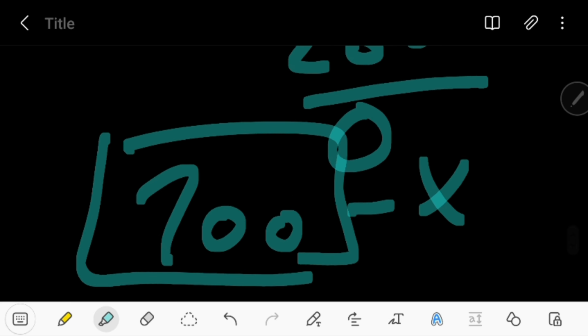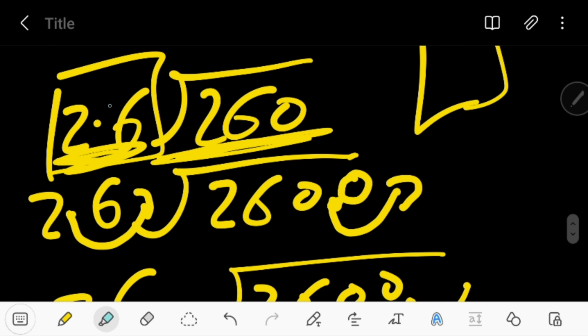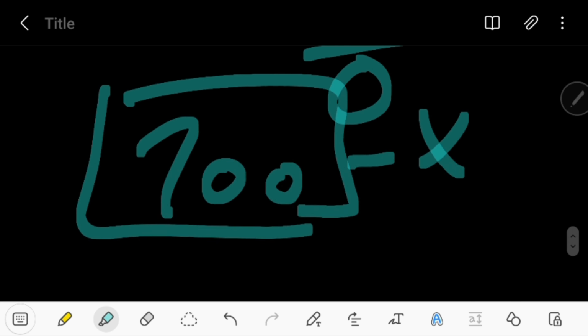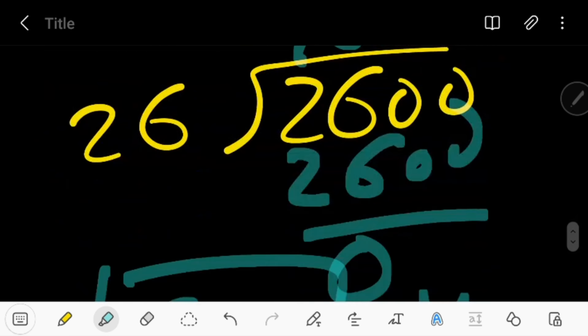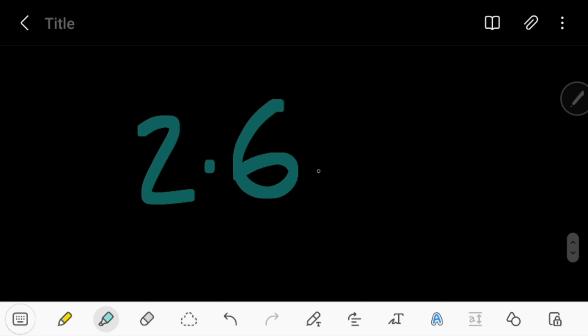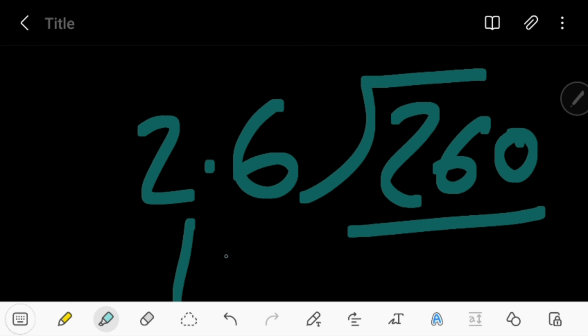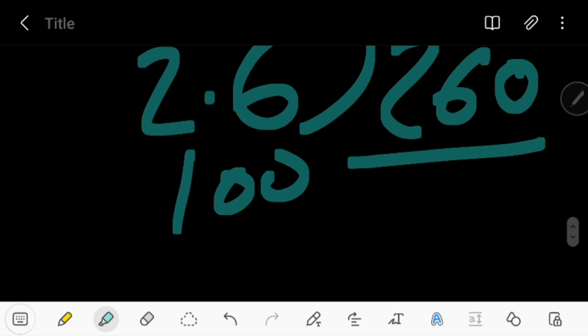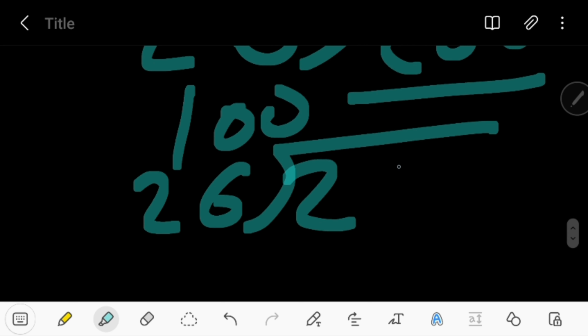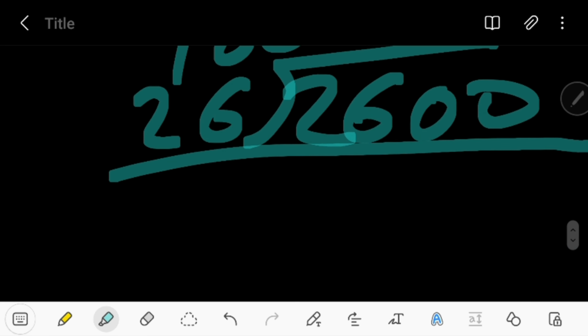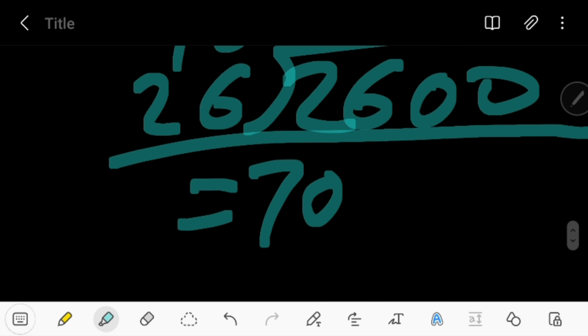Wrong. As we move the 0 one time, yes, the answer is 100. So if you divide 2.6 by 260, the answer would be 100. It is the same as dividing 26 by 2600. If you calculate or use a calculator, both will give the answer 100. This is one way of doing it.